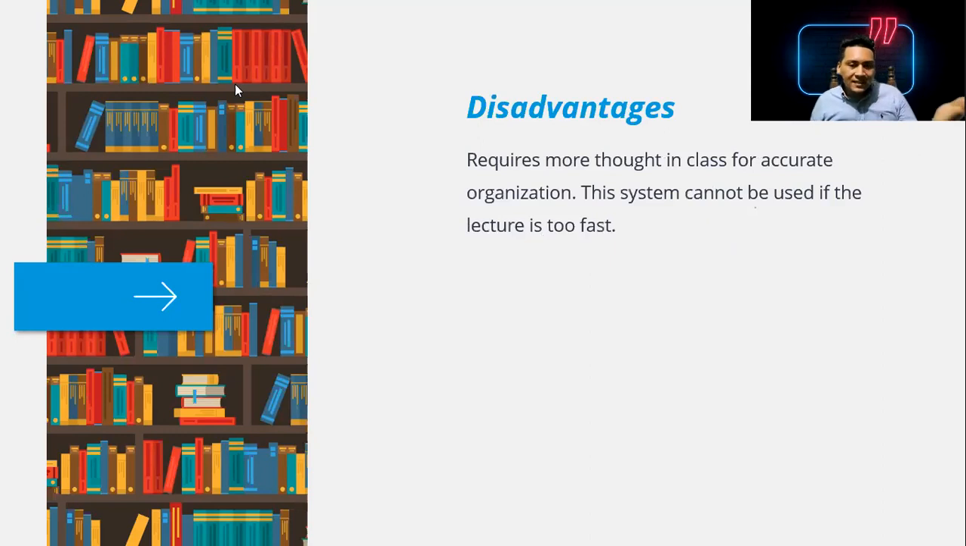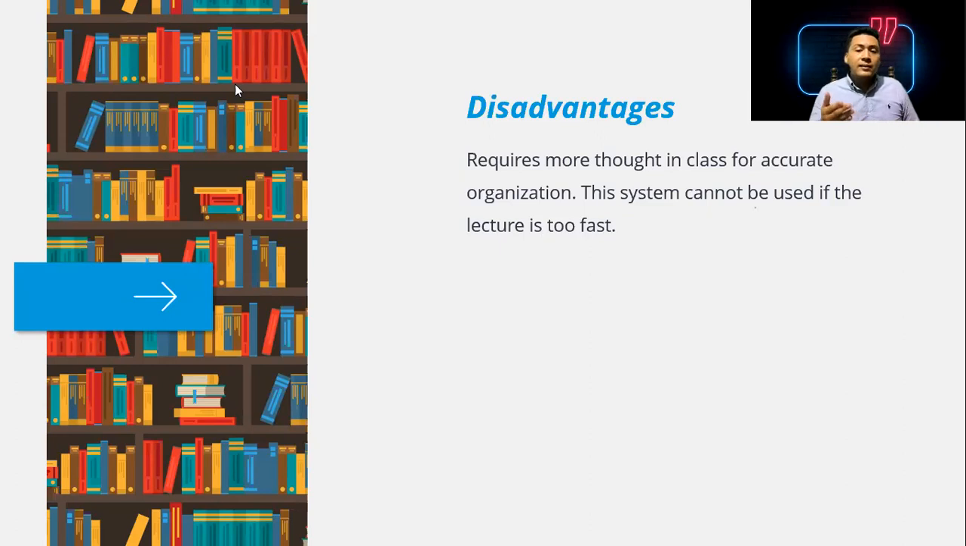Now, which are the disadvantages? Disadvantages: require more thought in class for accurate organization. So one of the disadvantages is that if you are going to use this method, you have to think a lot, because you are going to be organizing the information in a very, very organized way, okay?